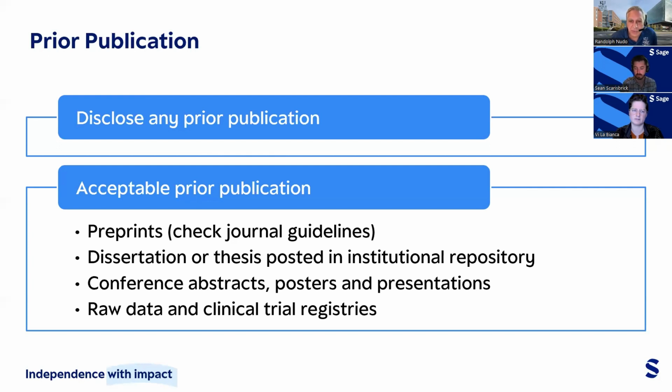You should first review the instructions to authors for the journal you're interested in submitting to, and you can find that on the journal's website. To review that journal's policy, you should also include a description of any prior distribution of any part of your manuscript when submitting your manuscript to the journal and within the manuscript itself. There are some examples of prior distribution that may be acceptable: working papers or versions of papers posted on a preprint server or a scholarly collaboration network, sometimes called an SCN.